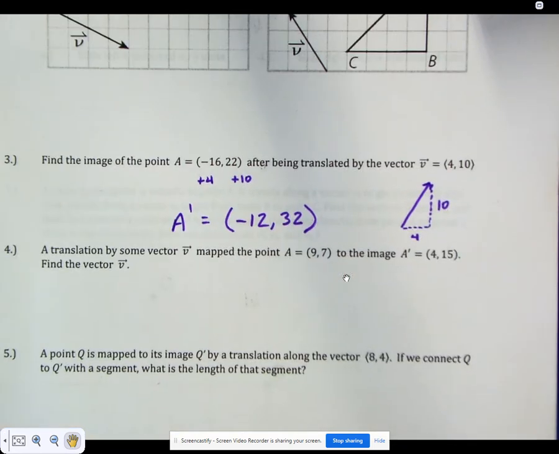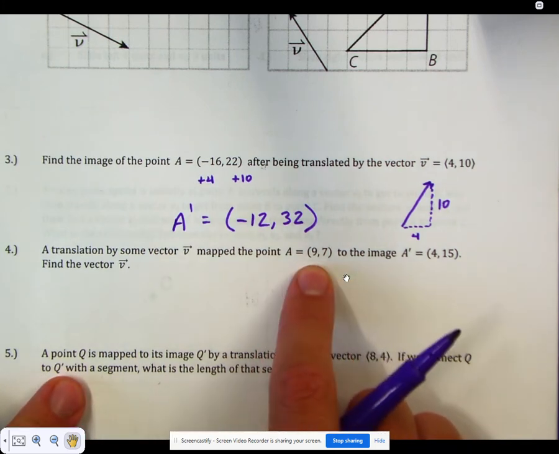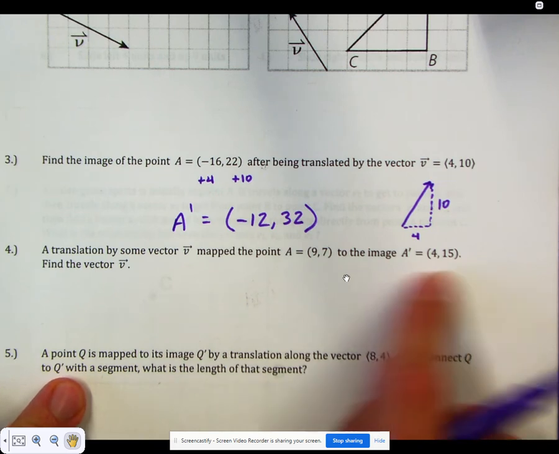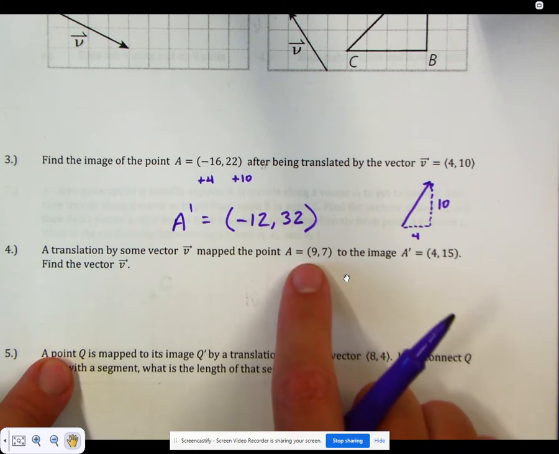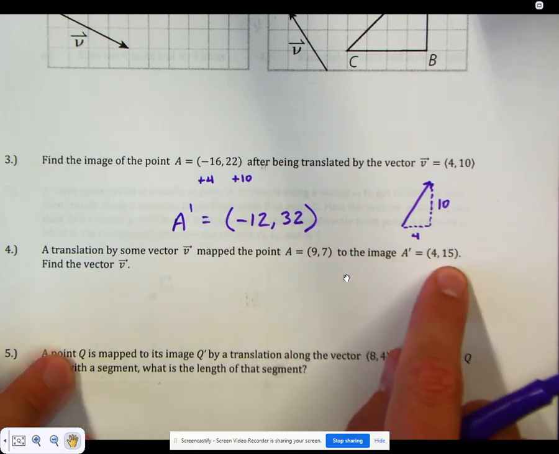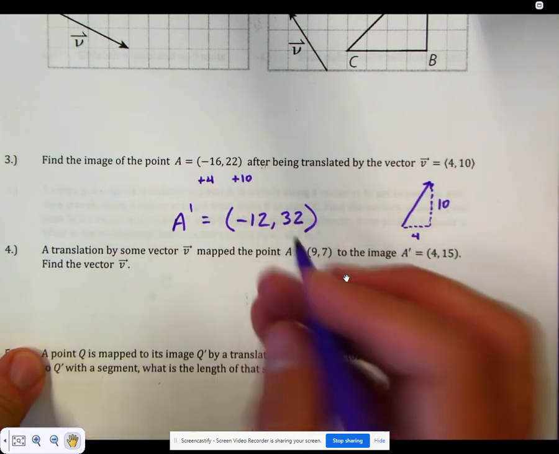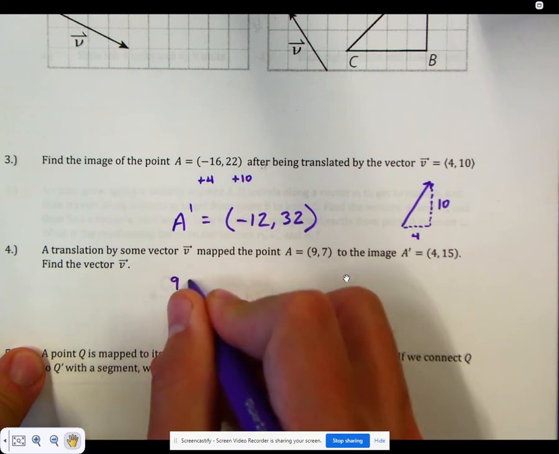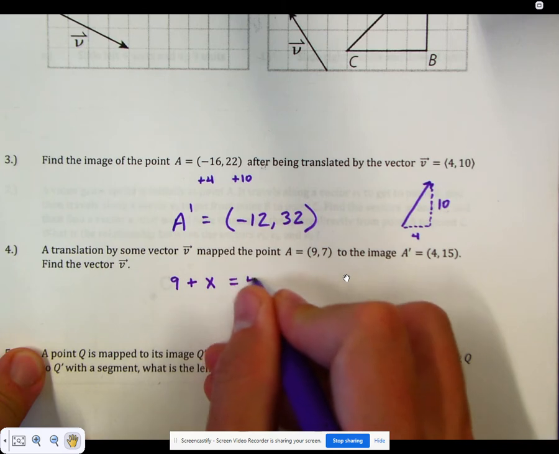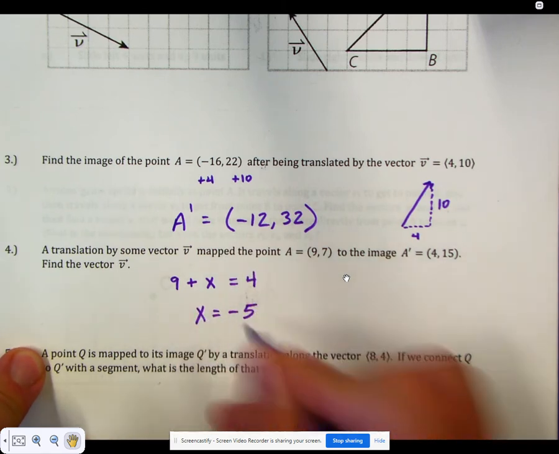For 4, it's kind of the reverse. It's like saying, well, I know where I started and I know where I ended up. So what was the vector that caused this transformation? What kind of vector would get me from 9 to 4, and what kind of vector gets me from 7 to 15? So if you apply the same idea, you're basically saying, 9 plus what would have given me 4? Well, if you solve this, you get negative 5.